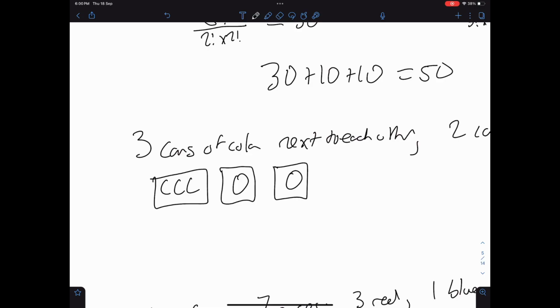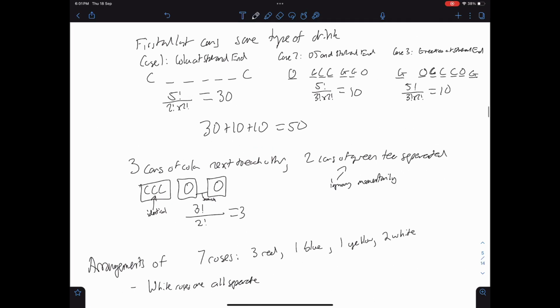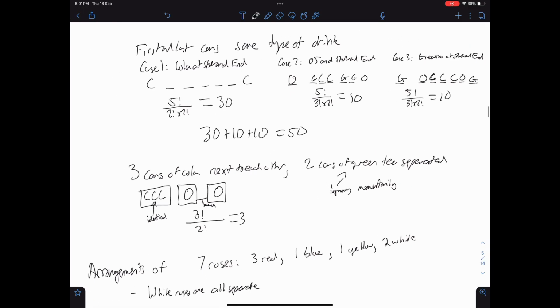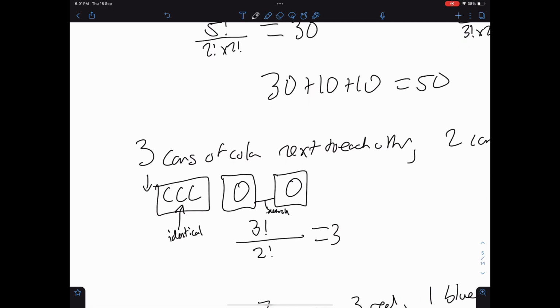Now, usually we'd have to factor in arrangements of stuff within that little group, but because they're identical, we don't have to worry about that. But still, when we arrange these 3 things as a group, we have to account for those orange juices being identical. So we divide by 2 factorial, and that gives us 3. But there's another condition, so we're going to have to multiply it by something, and that's when the 2 green teas are separated. And essentially the green teas, as you know, can go in the gaps.